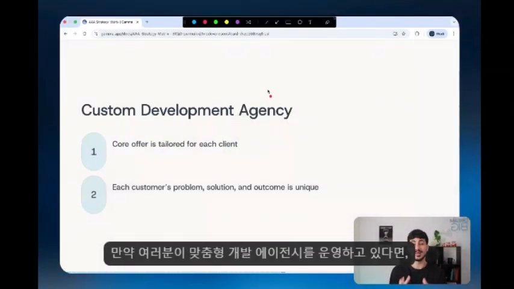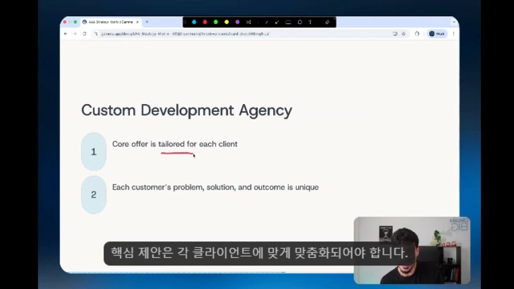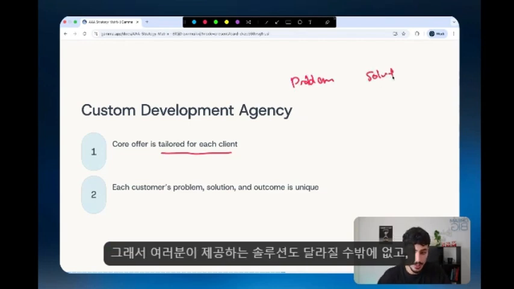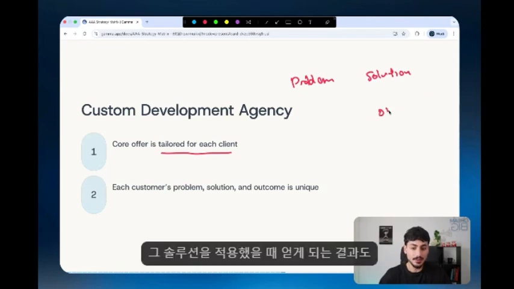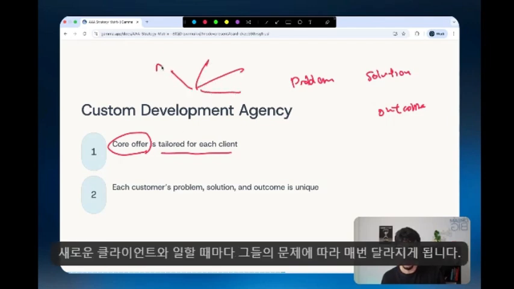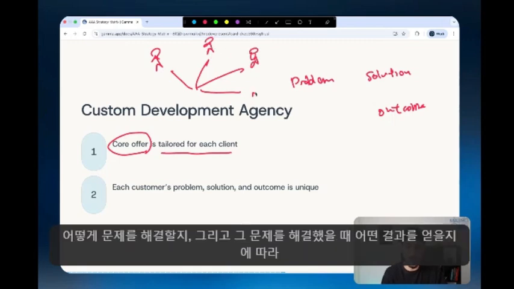Now, if you're running a custom development agency, your core offer is going to be tailored for each client, because each client is going to have a different problem. And so the solution you offer them is going to be different. And the outcome they achieve from implementing that solution is also going to be different. So technically, the core offer that you would have would change every single time you work with a new client, based on their problem, how you will solve their problem, and what outcome they will achieve from you solving their problem.